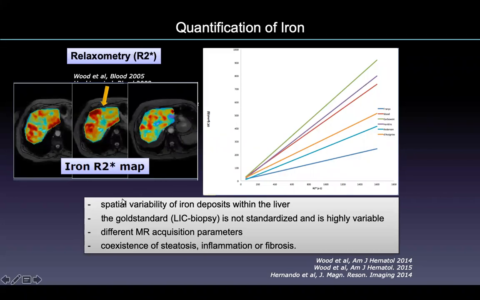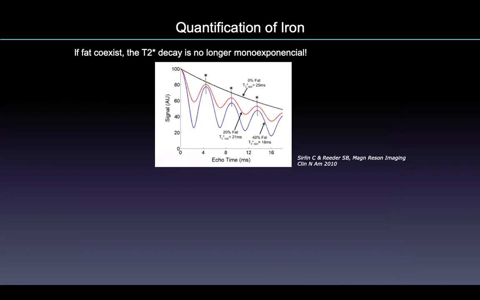And we know that there is a spatial variability of iron deposits within the liver. Look at this example, how heterogeneous the distribution of iron in the liver parenchyma can be. And because the liver biopsy is not standardized and is highly variable across different centers, and those papers use different MR acquisition parameters, and also because these measurements can be influenced by the coexistence of steatosis, inflammation, or fibrosis.